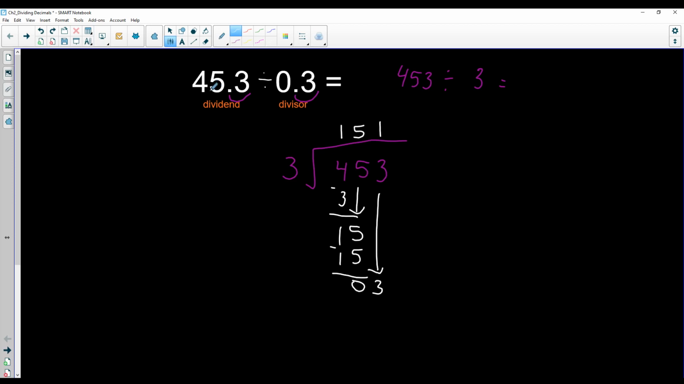So the answer to 45.3 divided by 0.3 is 151. It'll be the same answer as 453 divided by 3. Tune in to the next video for another example of dividing by decimals.